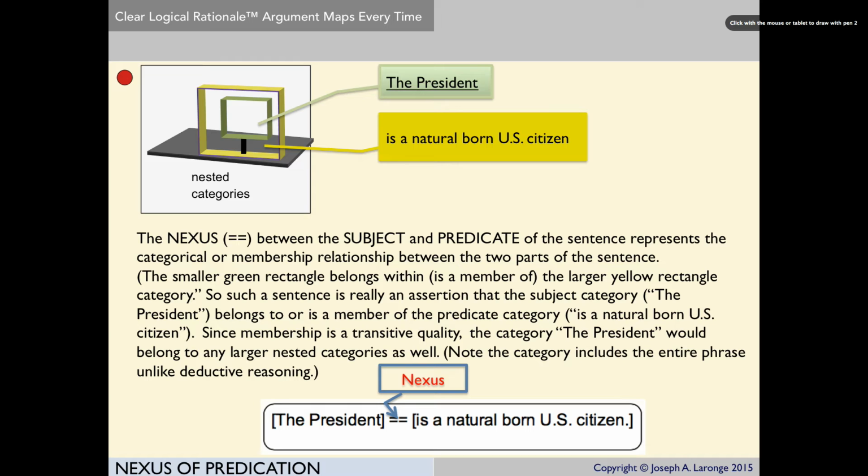I'm saying, yes, that's another way of putting it. When you make a sentence, that's what the sentence means. A sentence, a categorical sentence, is an assertion. So you're asserting that the president, the subject phrase, belongs or is a member of the predicate category. Now that sentence may not be true, but the sentence does represent that assertion. That's the assertion you're making.